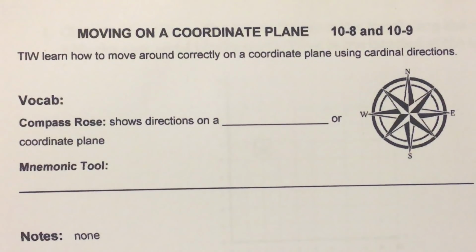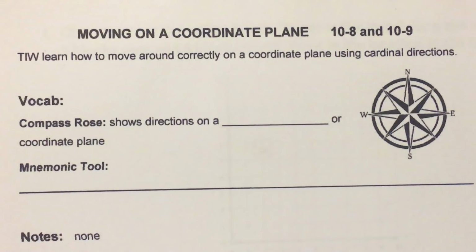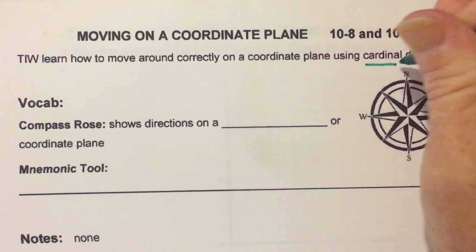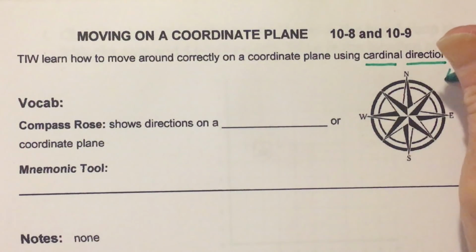Tonight we're going to continue with Unit 10, and this is actually our last lesson in Unit 10. We're going to continue moving on a coordinate plane, but we're going to add two things to it to kind of step up our last lesson. So our goal today: I will learn how to move around correctly in a coordinate plane using something called cardinal directions. So cardinal directions are right here.